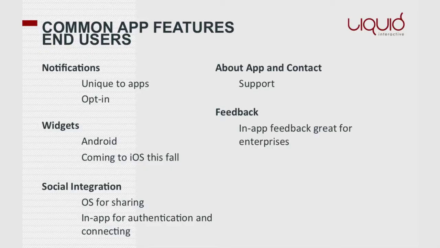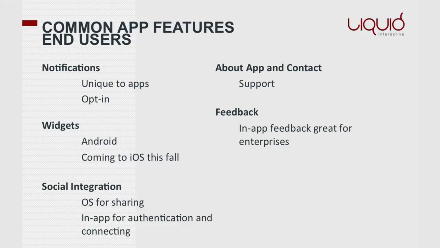And some common app features for those end users are notifications. That's a big one. That's reason to have an app by itself, because the notifications are unique to apps. They allow you to communicate with the end user in opt-in fashion. When you get an app, it asks you, do you want to receive notifications from this app? So that's them opting in to receive communications from you as a producer of content. Also widgets.